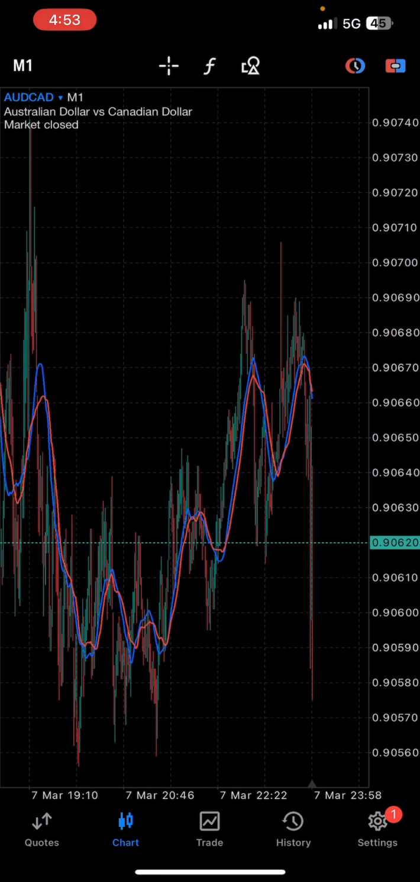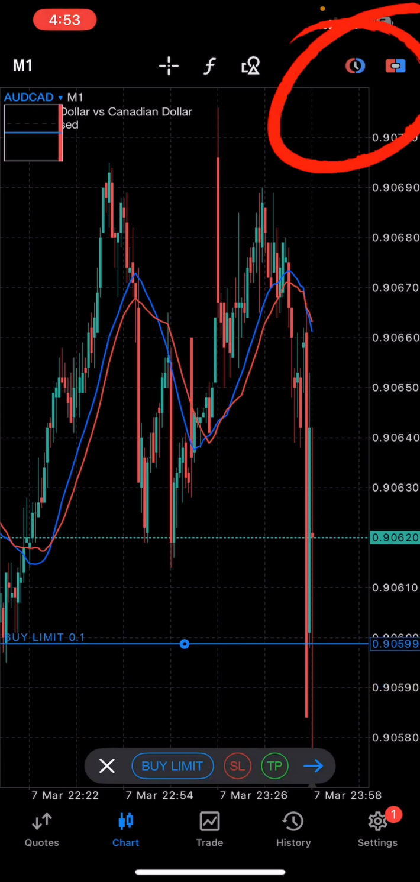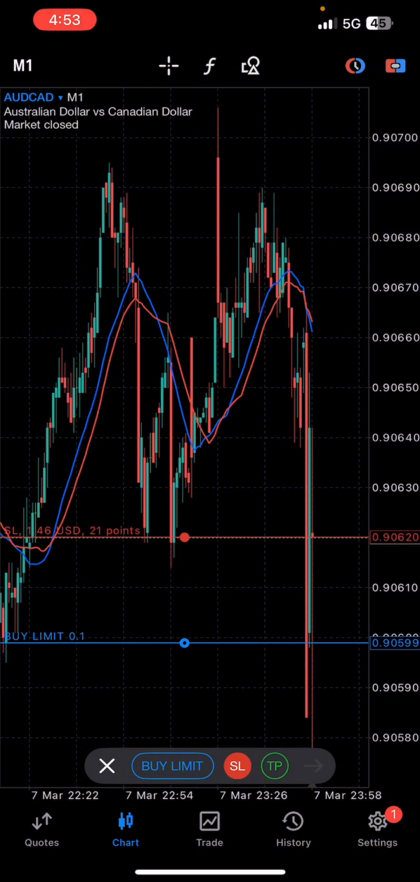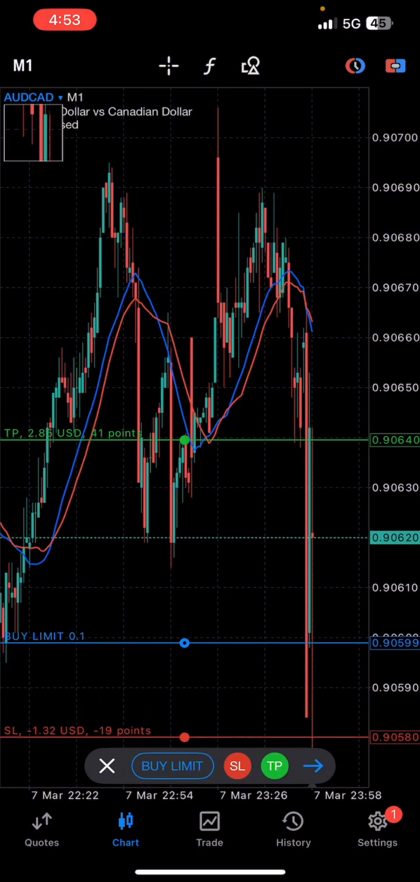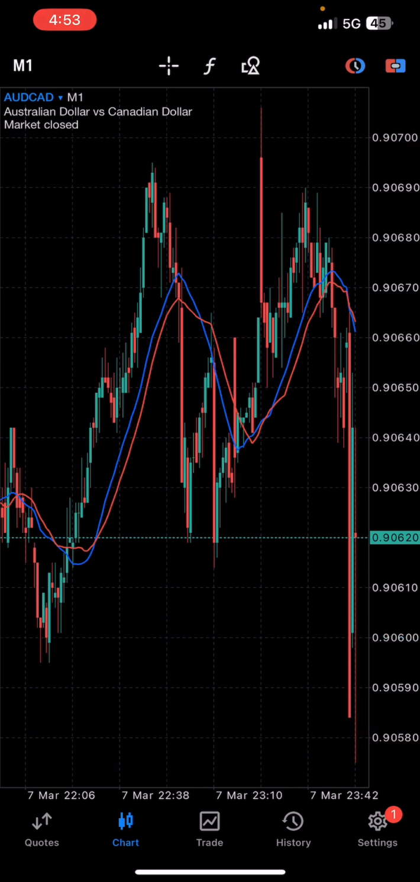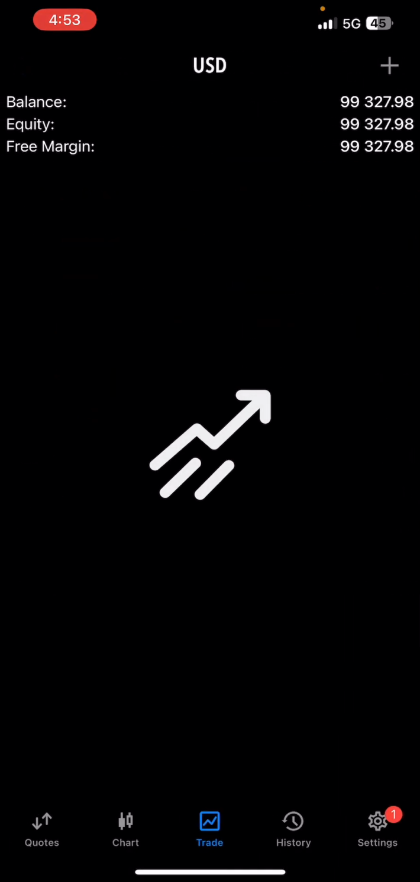The chart is where you see the market movement, and you can set limit orders from here, and you can also see your stop loss, how much you're risking. Set your stop loss, then set your take profits and how much you're gaining in the market from here. And then trade is, you can enter a trade from here. Just click on plus and what you want to enter. History is your data so far.